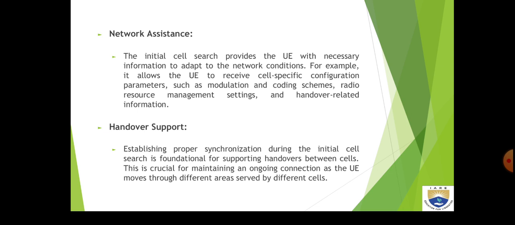Network assistance. The initial cell search provides the UE with necessary information to adapt to the network conditions. For example, it allows the UE to receive cell-specific configuration parameters such as modulation and coding schemes, radio resource management settings, and handover-related information. Handover support. Establishing proper synchronization during the initial cell search is the foundation for supporting handovers between cells. This is crucial for maintaining an ongoing connection as the UE moves through different areas served by different cells.